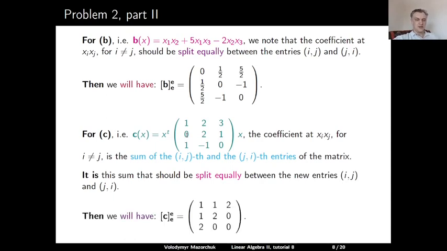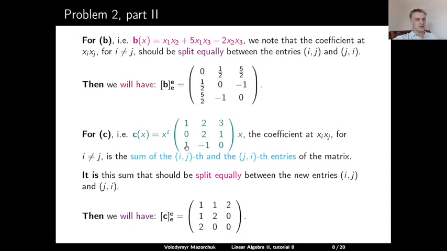So here is the outcome. The matrix of C in the standard basis is the following matrix. The diagonal is the same. So it was 1, 2, 0 here. It's 1, 2, 0 here. Now positions 1, 2, and 2, 1. We had 2 here and 0 here. We add them up. We get 2. We split it in 2 equal parts. It's 1 and 1. And so we write 1 in position 1, 2, and 1 in position 2, 1.